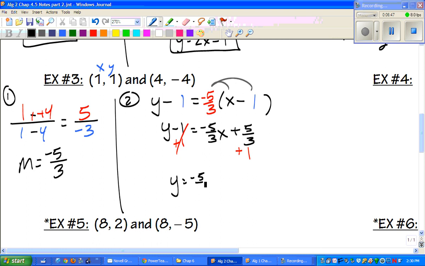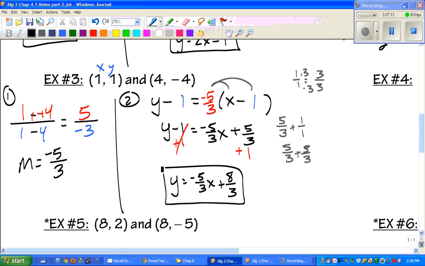Y equals negative 5/3 x. Ooh, wait. So we're adding 5/3 plus 1/1. Well, I need 1/1 to have a denominator of 3, so times both of those by 3. And then we'll get 8/3. Okay? Getting fractions is okay.